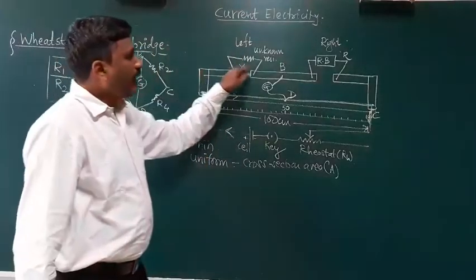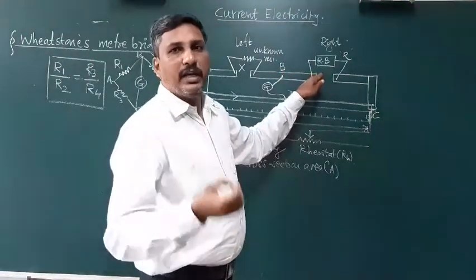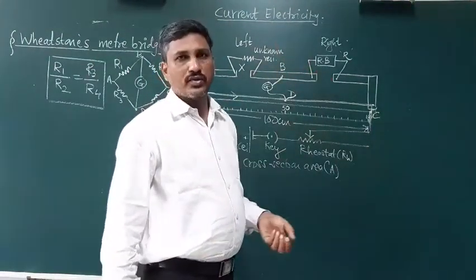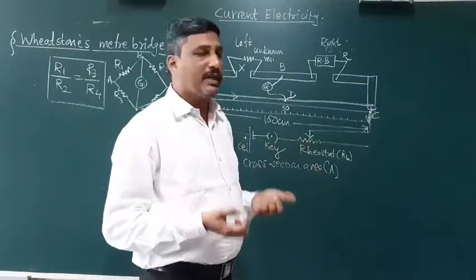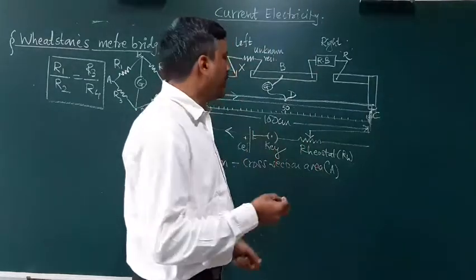Now, remove one suitable resistance from the resistance box. Choose any one resistance from the resistance box. Remove that key.